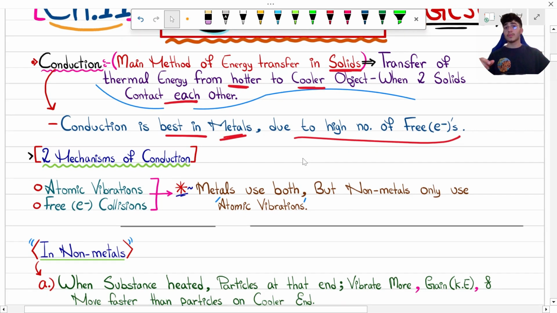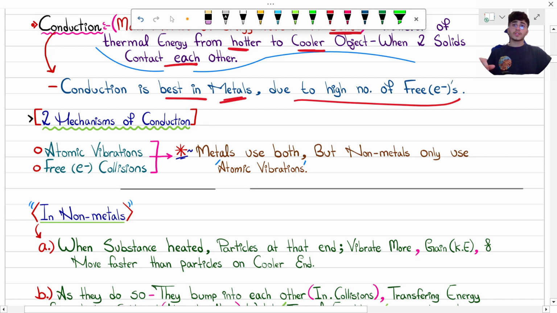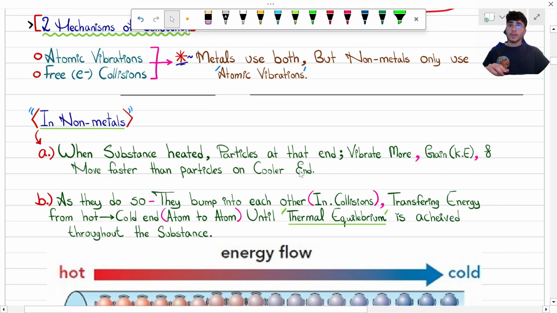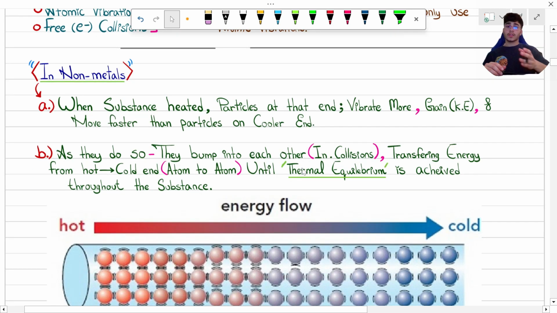Now, there are two mechanisms of conduction: atomic vibrations and free electron collisions. Metals use both. Metals perform conduction by both atomic vibrations and electrons conducting heat. But non-metals only perform conduction by atomic vibrations because there are no free electrons to move in non-metals. We're going to study how conduction takes place in detail in non-metals and in metals. To begin with, let's start with non-metals.